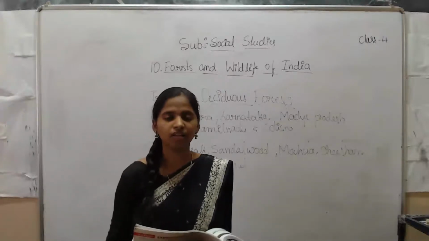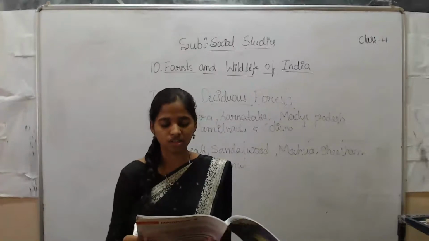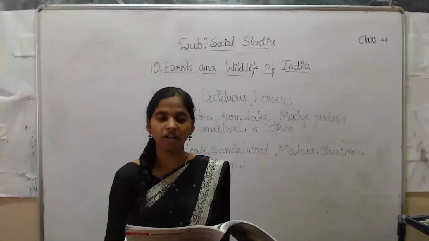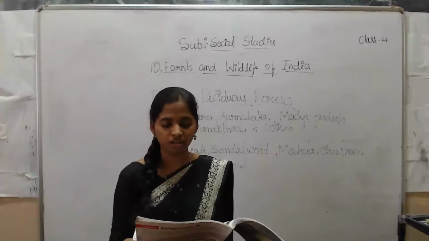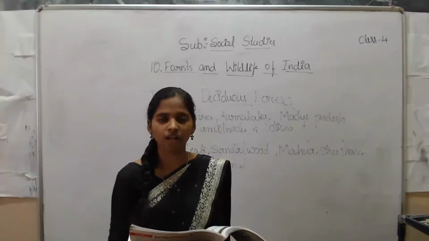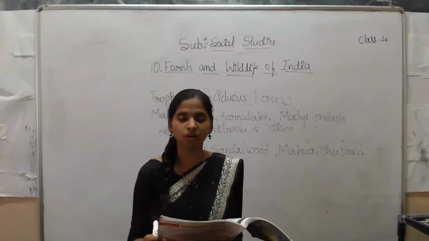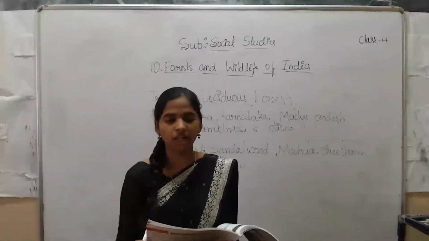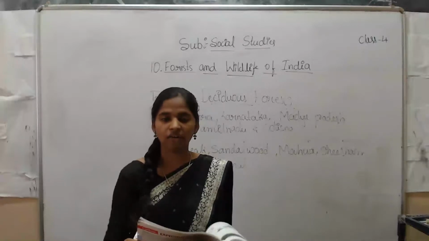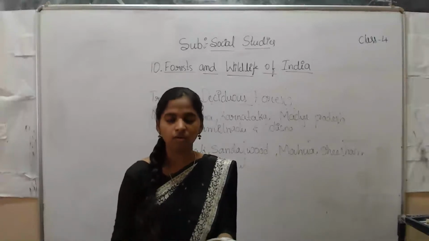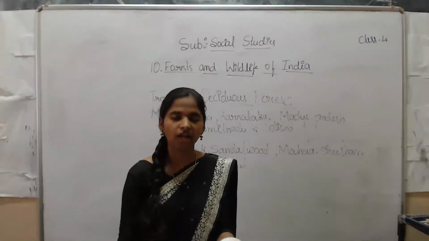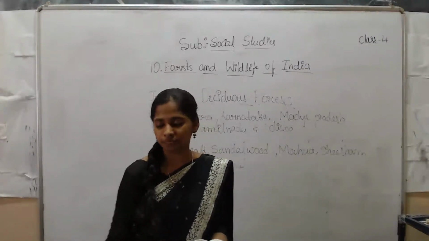So usually in this tropical deciduous forest, you can get to see animals like deer, monkeys, and birds like parrots. So these are some of the animals and birds you can observe here. And tropical deciduous forest forms the largest forest cover in India. So this tropical deciduous forest covers almost the larger areas of India.